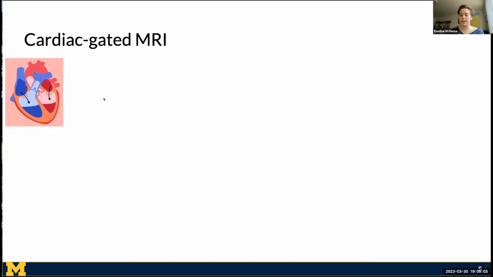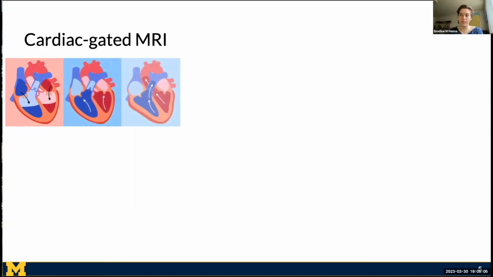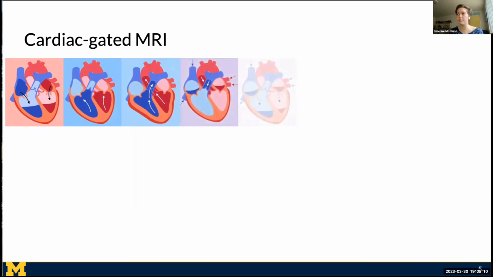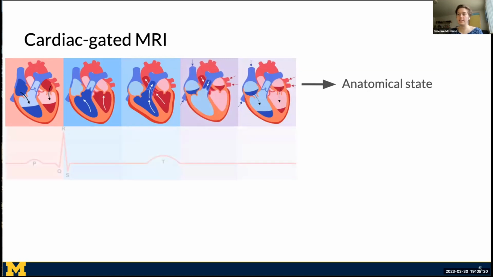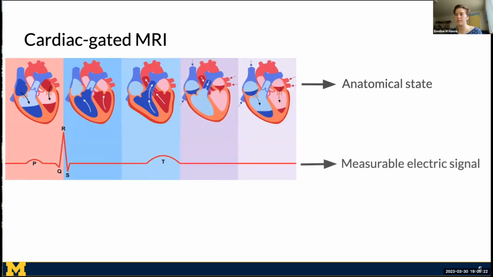So as the heart beats, it goes through these different anatomical states where the blood is in different positions and the heart muscle is in different positions. So these are, like I said, the anatomical states. And you can correlate these with a measurable electric signal. So this is an ECG, which you can measure from a patient, and then from that data, you can understand the anatomical position of the heart at that time.